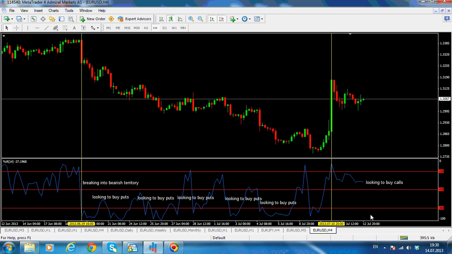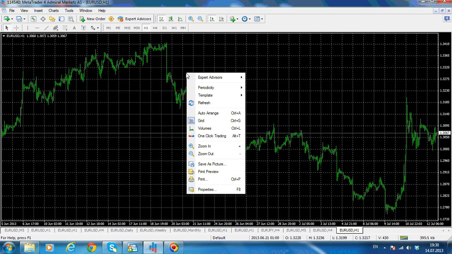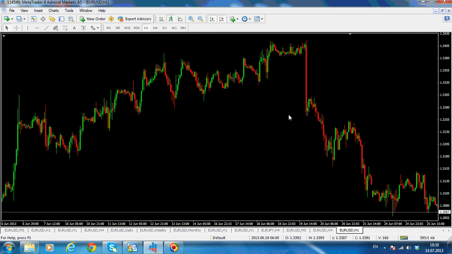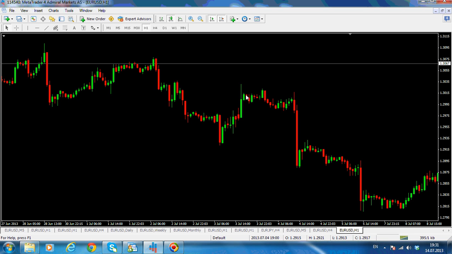Now we can apply this strategy. This is a 4-hour chart. I just wanted to give you some examples, but we can apply this strategy on the 5-minute chart or the 1-hour chart as well. So let's open a new chart, and this is a 1-hour chart. Let's choose the template. This is our template.